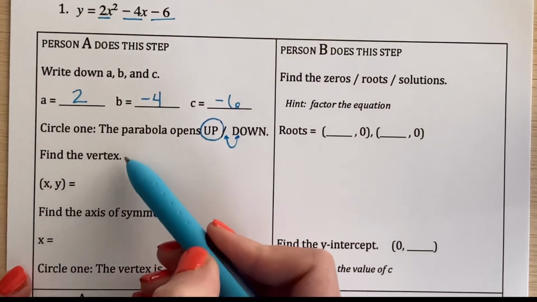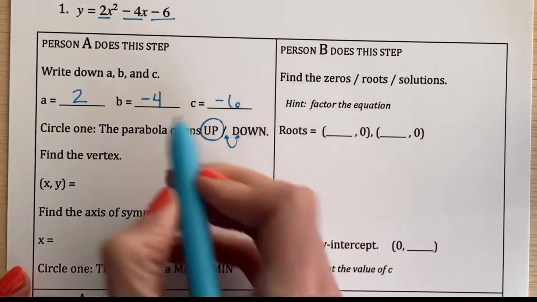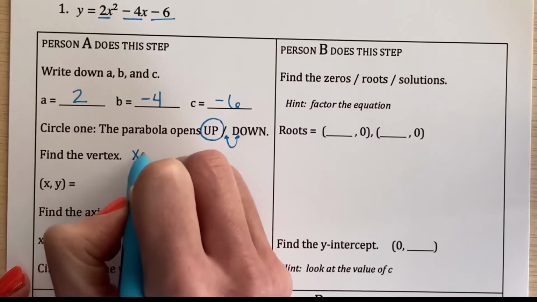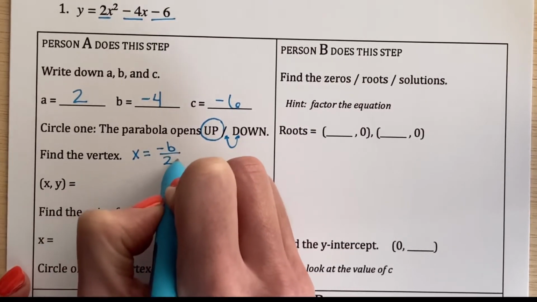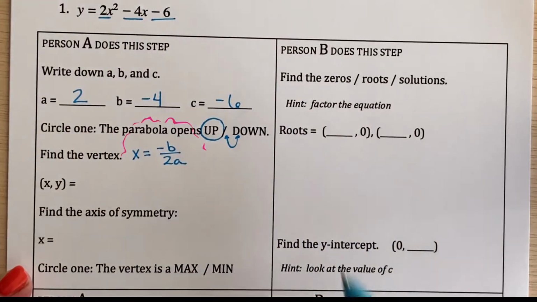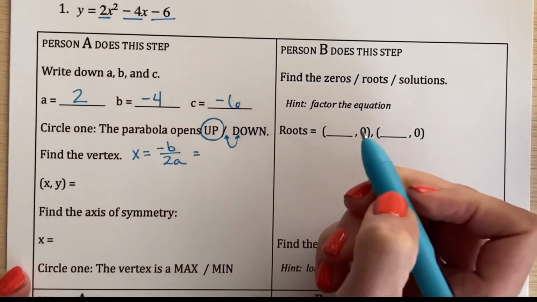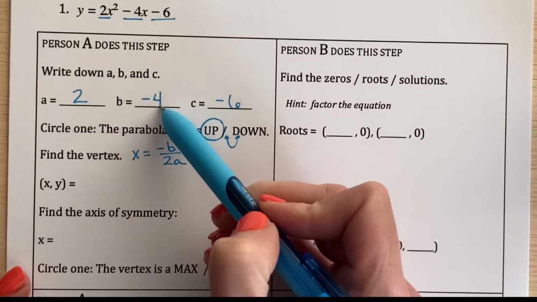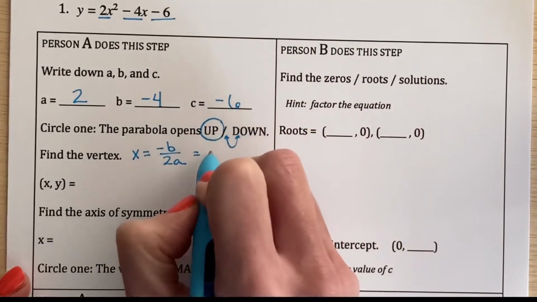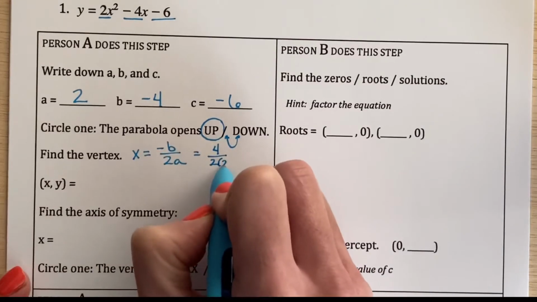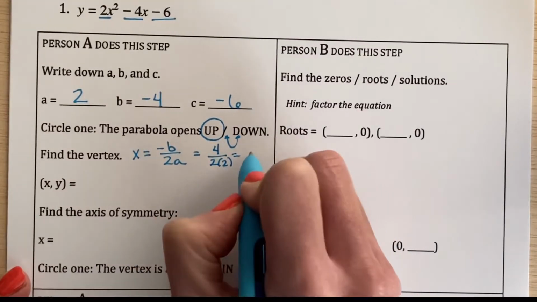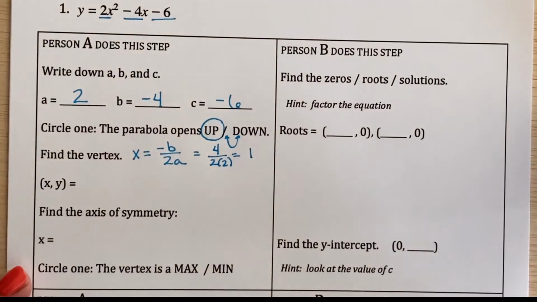Our next thing that we want to do is find the vertex. And just remember, the x-coordinate of our vertex occurs at negative b over 2a. So I'm going to go ahead and find my x-coordinate first. Negative b, the opposite of negative 4, is positive 4, over 2 times 2. 4 over 4 is 1. So my x-coordinate is 1.